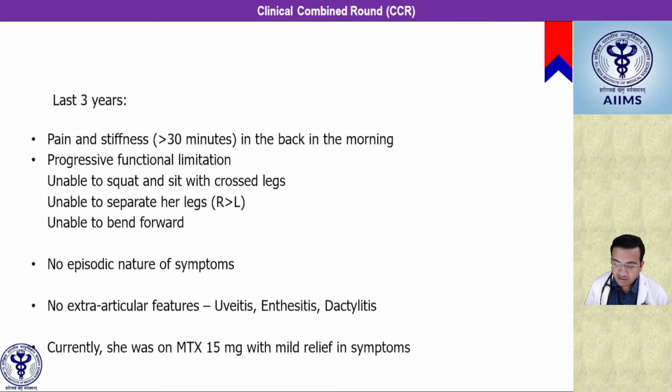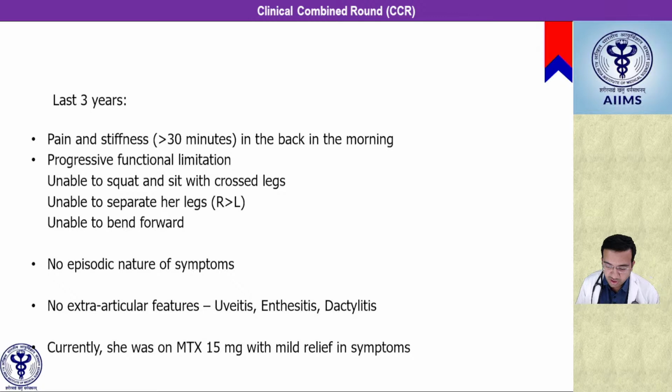Now, in last 3 years, the pain and stiffness she used to feel in lower back in early morning used to be significant, more than 30 minutes. So this is something inflammatory back pain, and there was a progressive functional limitation. She was unable to squat or sit cross-legged, unable to separate her legs, unable to bend forward. There was no episodic nature of symptoms, which, if present, would suggest reactive arthritis. And there were no extra-articular features like uveitis, enthesitis, or dactylitis.